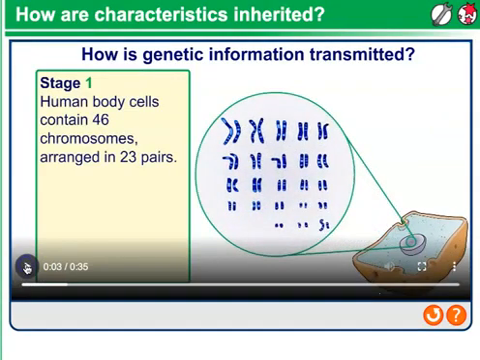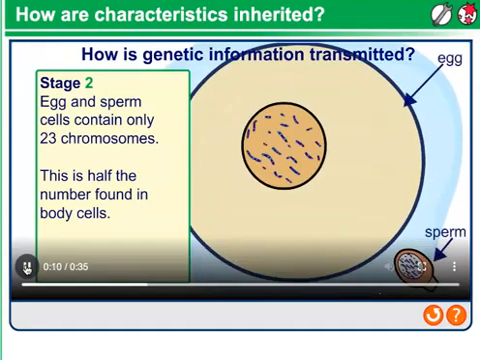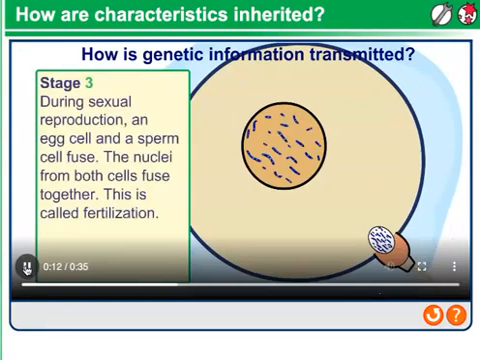Stage 1. The human body cells contain 46 chromosomes arranged in 23 pairs. Stage 2. Egg and sperm cells contain only 23 chromosomes. This is half the number found in body cells. In stage 3, during sexual reproduction, an egg and a sperm fuse together. The nuclei from both cells fuse together. This is called fertilization.